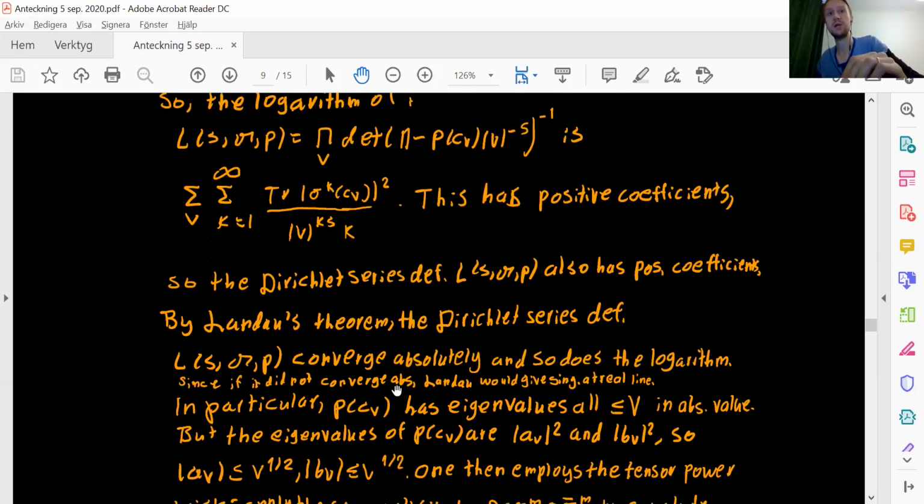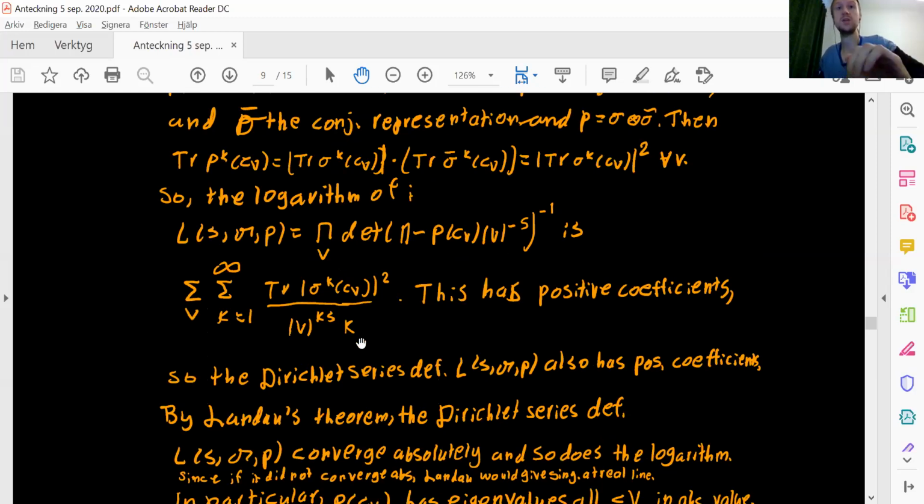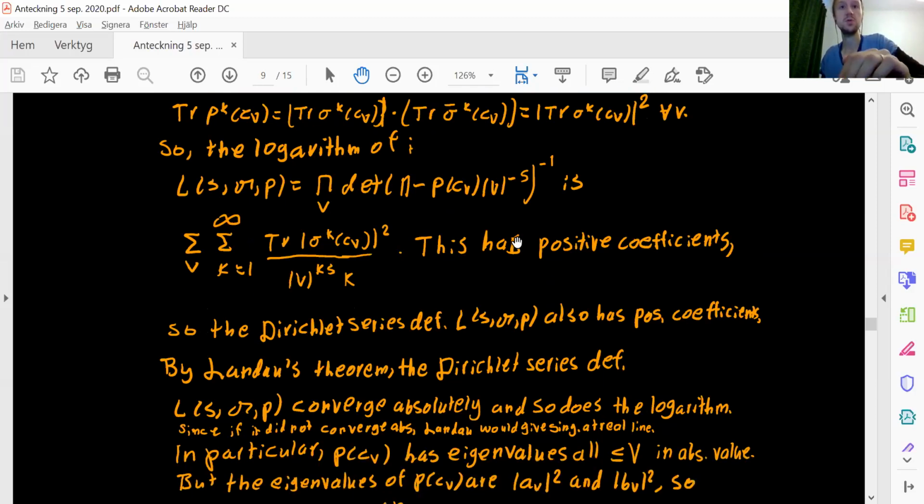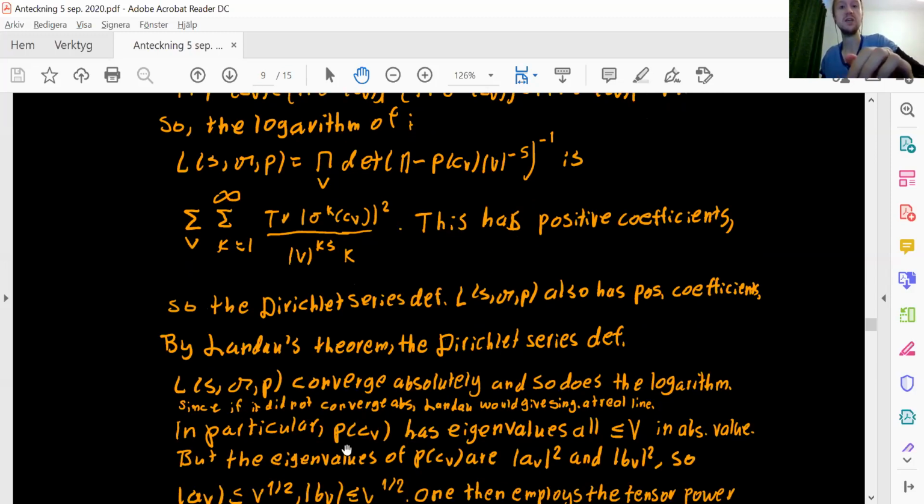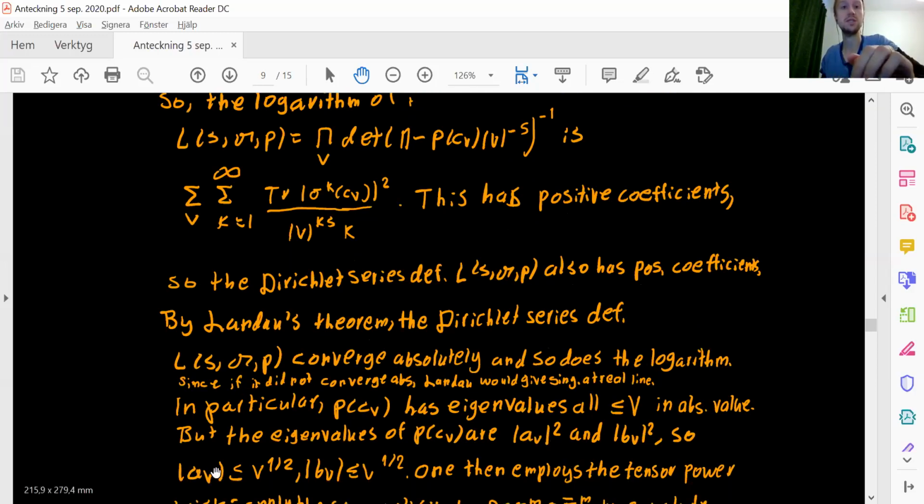So the important thing is that you somehow use positivity conditions. You use this standard representation, then you take the conjugate representation. Then you get an L function such that the Dirichlet series has positive coefficients. And then you note that this positivity forces the eigenvalues of the representations to be less than or equal to V in absolute value. Then you analyze what the eigenvalues are, and you can show this inequality, and you apply the same trick to the tensor powers.